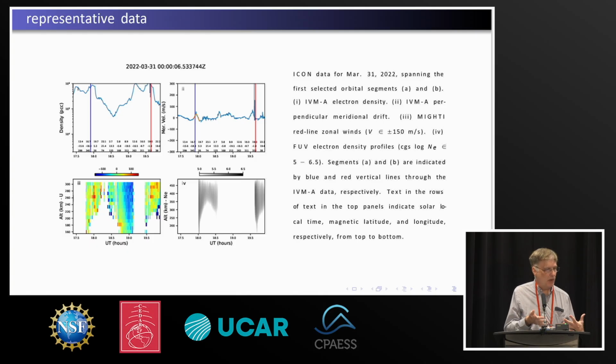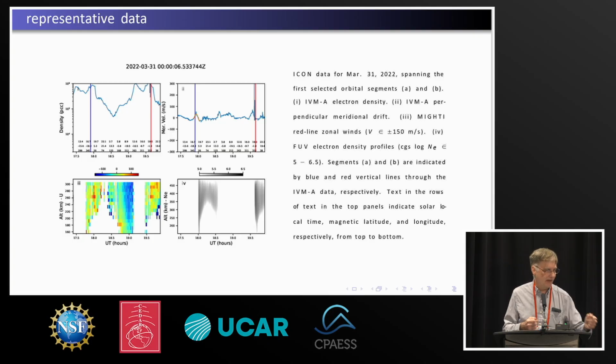At the same time, the MIGHTI winds are telling us how the dynamo is working, and we're going to be able to extract from that the vertical currents that sort of jumpstart this whole process. So between the MIGHTI red line thermospheric winds, and the IVM vertical plasma drifts, we have enough information to initialize and parameterize our code. Run it for 105 minutes and see whether or not irregularities are detected or not.